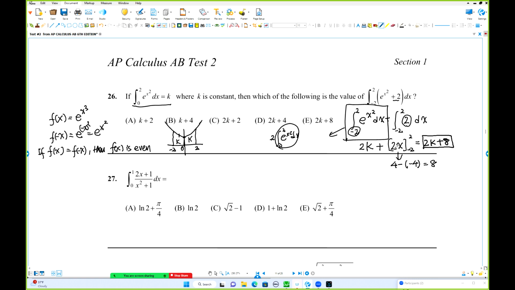Yeah. All right, where is the answer? Over here. 2k plus 8, not this one. This is plus 2. Plus 8 is down there. That choice is the answer, okay? Okay.